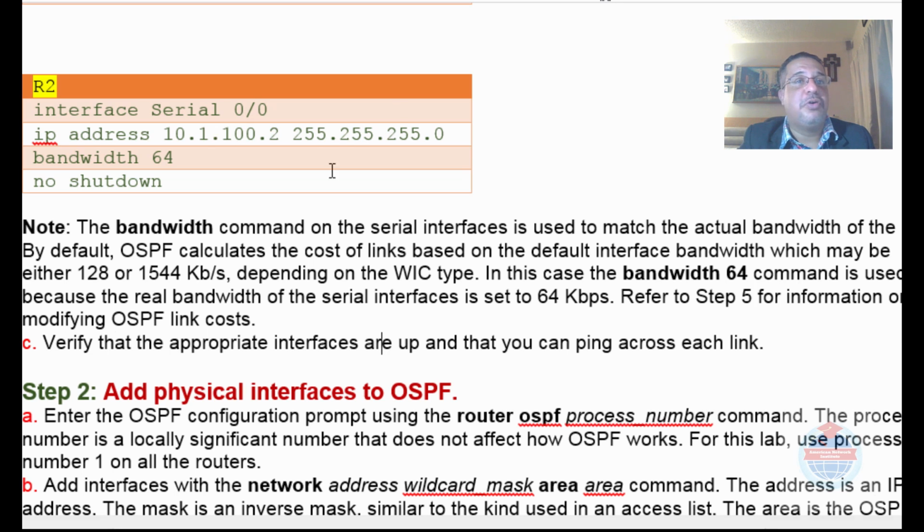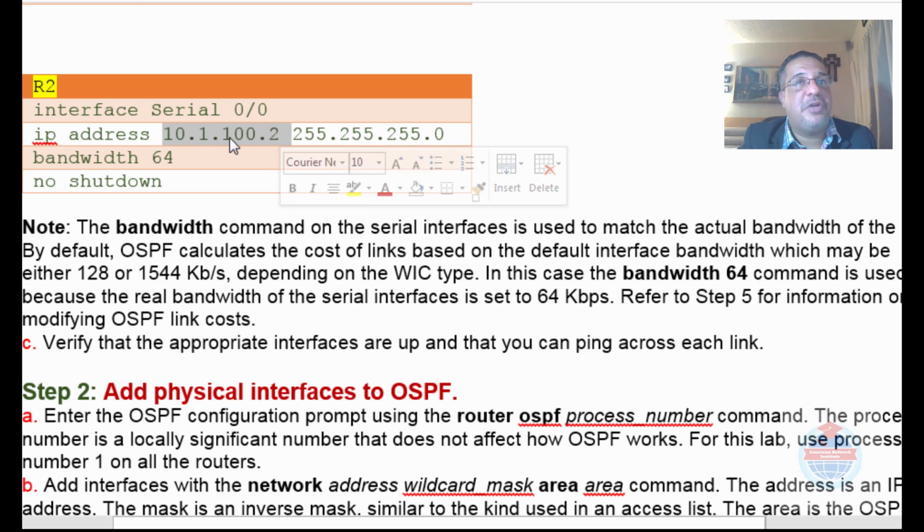Okay, let's check it out. We already checked that everything was up. As you remember, guys, when we were saying up, up, up. So we don't need to do that one more time. And we need to check if we can ping across each link. So let's do this. From R1, I want to ping R2.